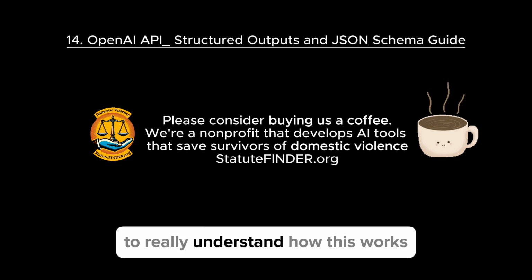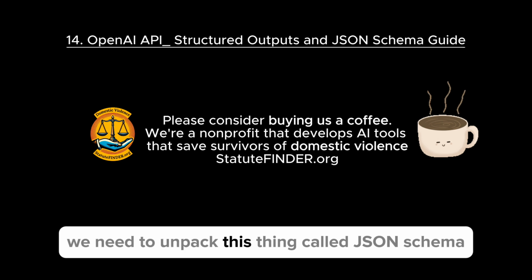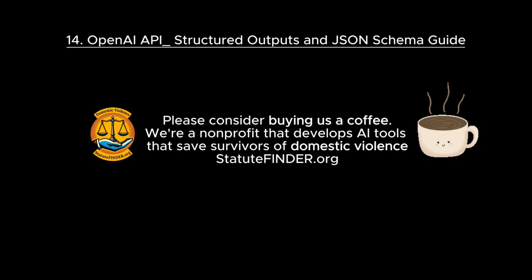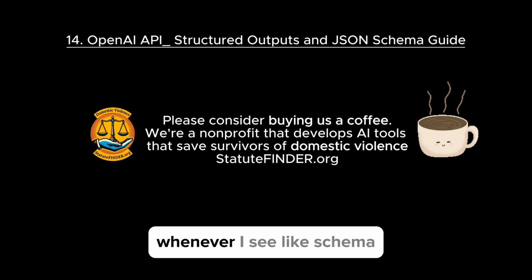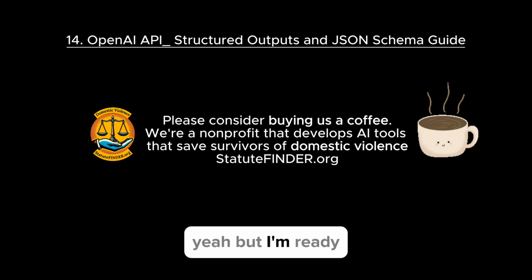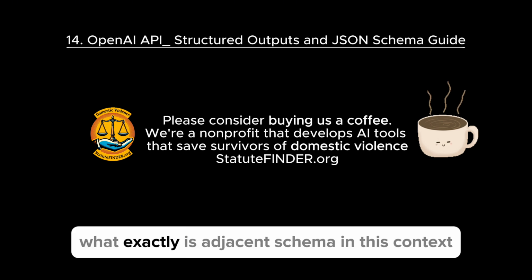Now, to really understand how this works, we need to unpack this thing called JSON schema. Okay. Deep breath. I know it sounds scary, but I promise it's not as complex as it seems. Whenever I see schema, my brain kind of shuts down. But I'm ready to tackle it. What exactly is a JSON schema in this context?